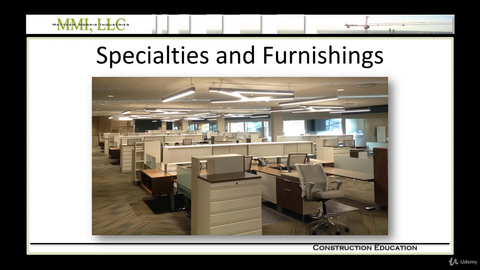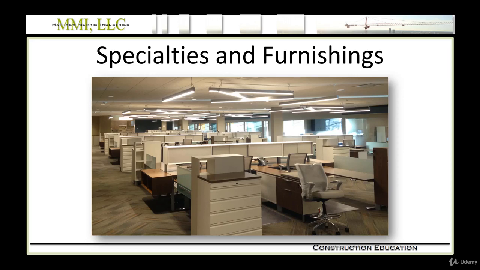Specialties, which I'll define here in a minute, all fall under CSI Division 10. And there's usually a specific contractor that does just Division 10, a specialties contractor. Shades and blinds and office furniture, like you see in the photo, all fall under CSI Division 12, furnishings. And all of these features are designed by the architect.